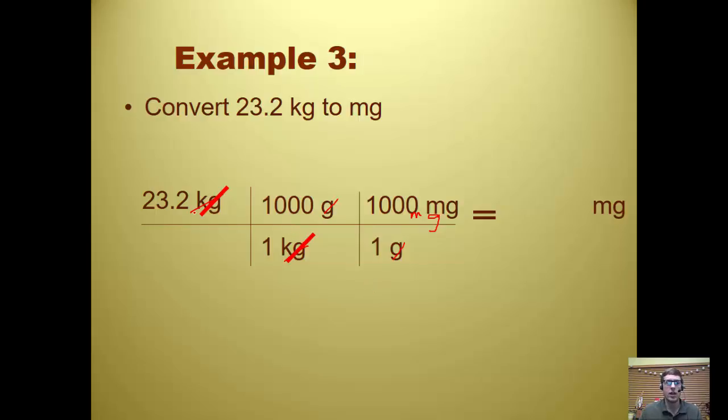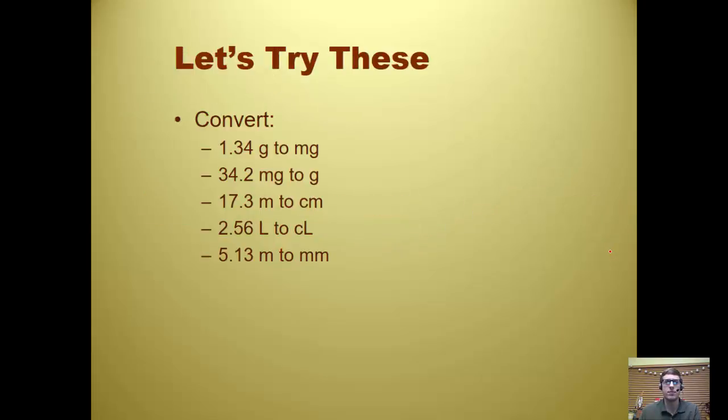And now it's just math. It's 23.2 times 1,000 times 1,000, all divided by 1, because we only have 1 here, so we don't have anything to do there. So our answer is 23,200,000 milligrams in 23.2 kilograms. Two-step conversions, you're doing exactly the same thing. You just want to get rid of units until you get your final unit.